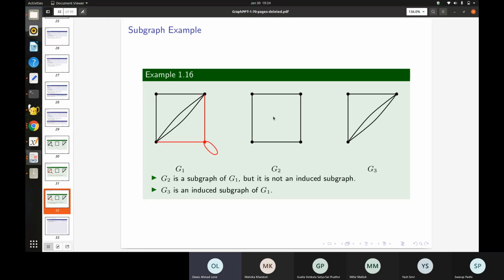So that would be an induced graph. Yeah, that would be induced. And that's also going to be a trivial graph because it has no edges. Yeah.